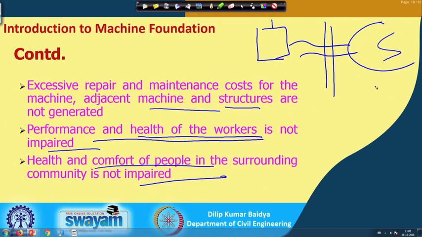So, these are actually qualitative requirements, that means what you have to do while designing, that you have to prevent all those things. And how can we prevent them? If you keep the amplitude within the acceptable limit, then only all of these can be prevented. Okay.